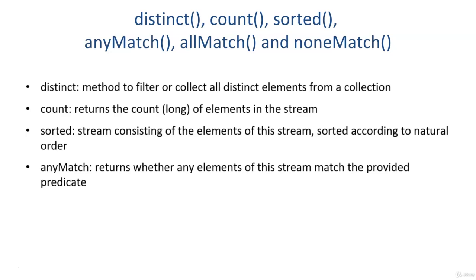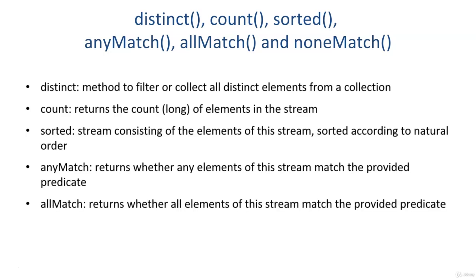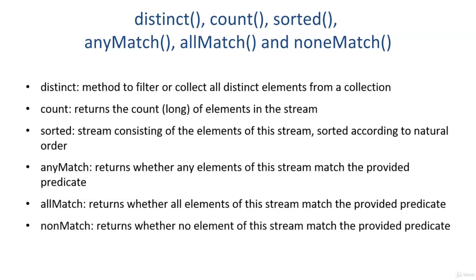Any match returns whether any element of this stream match the provided predicate. All match returns whether all elements of this stream match the provided predicate. And none match returns whether no elements of this stream match the provided predicate.